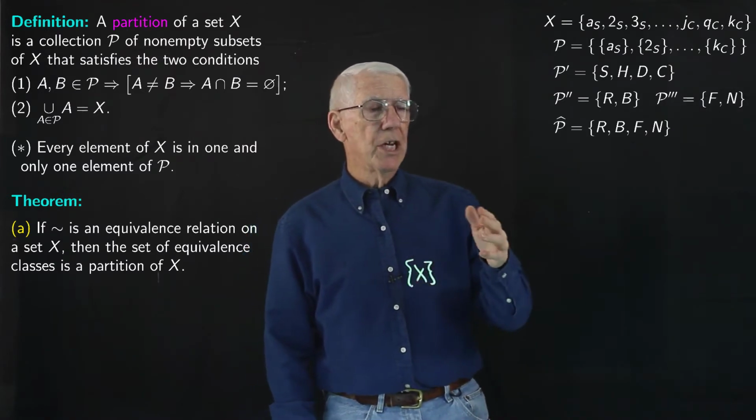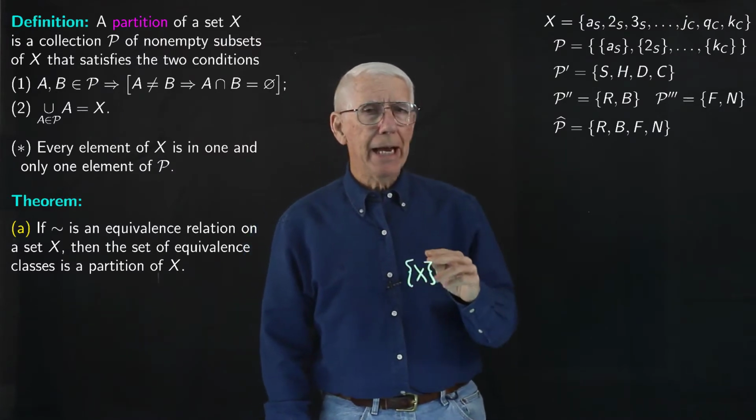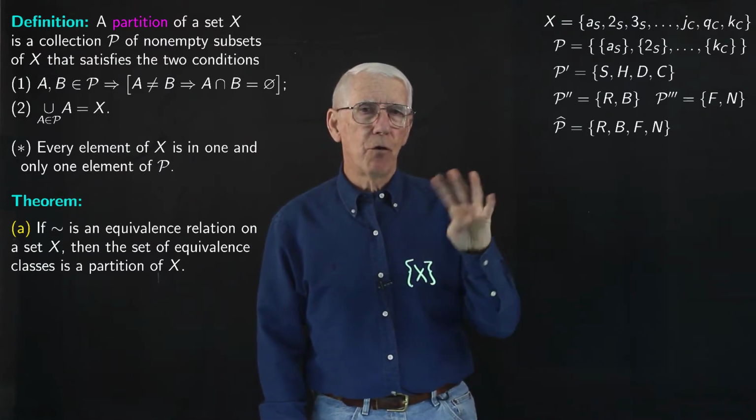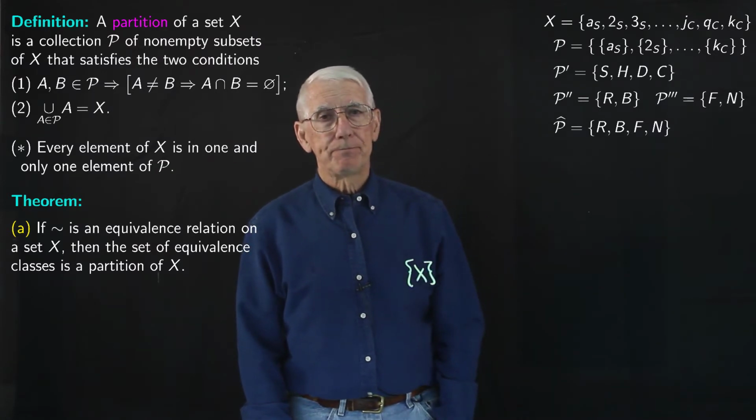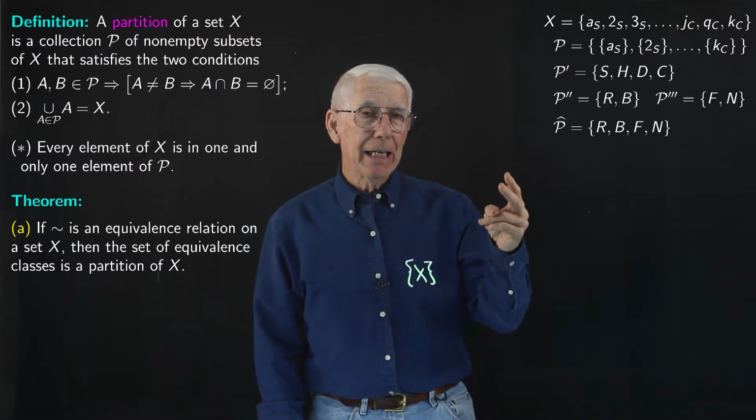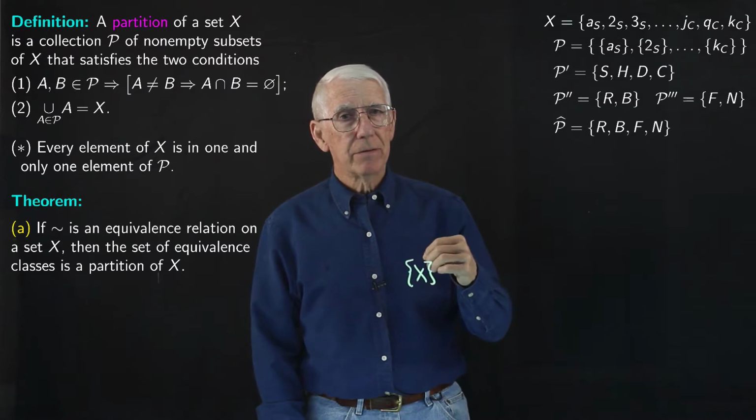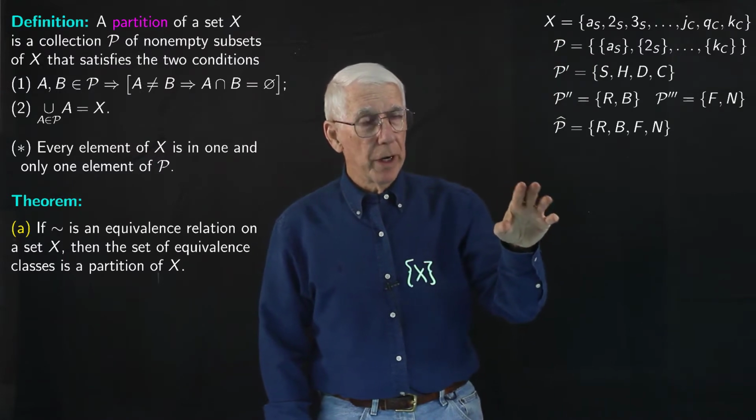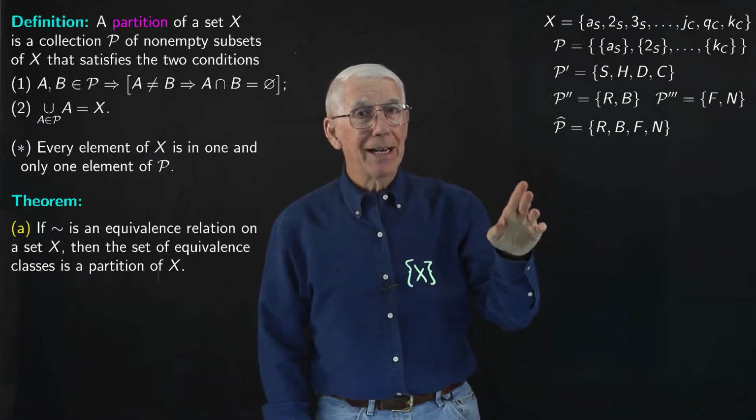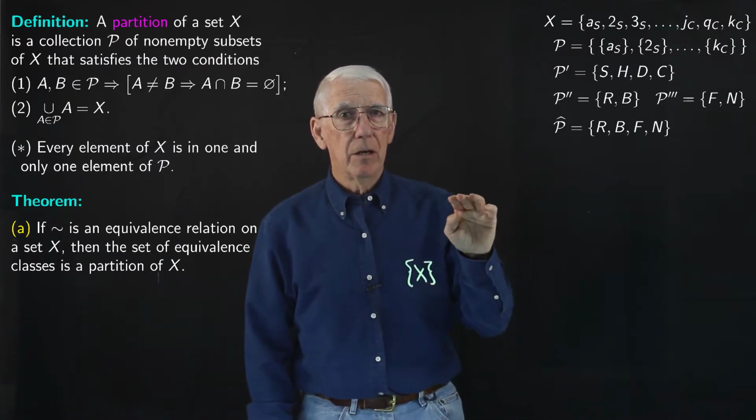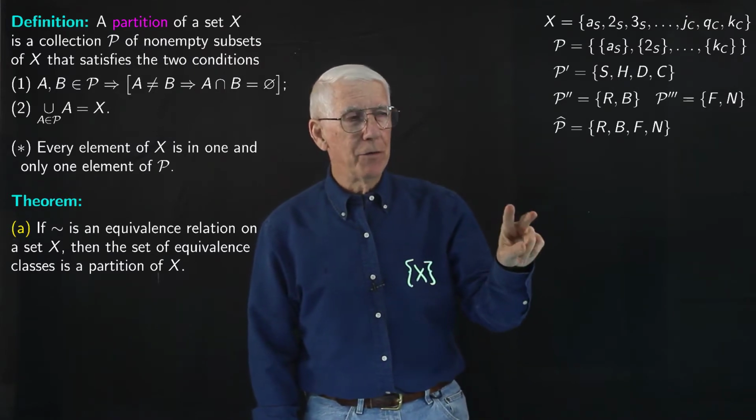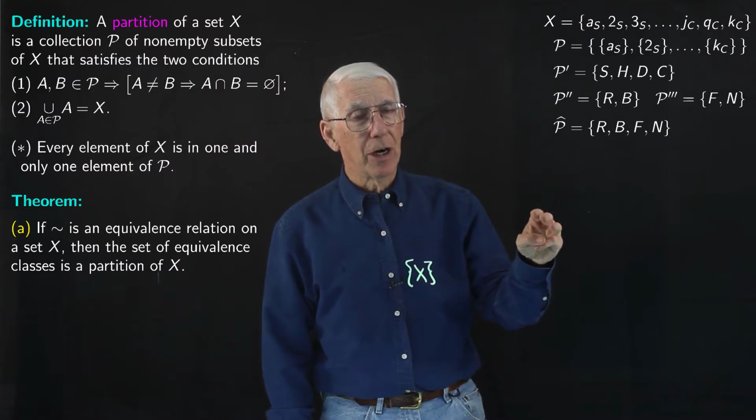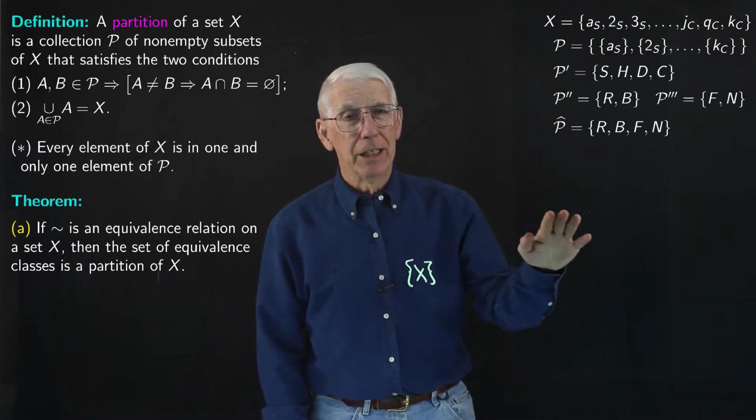Another example, let's call this set script P hat, and that consists of the red cards, the black cards, the face cards, and the number cards. 4 elements. And is that a partition? Well, every one of the elements of P hat is a non-empty subset of capital X. Every element of capital X is in one of the elements of script P hat, but is not in one and only one element of P hat. Every card is actually in 2 of the elements of P hat. Every card is either red or black, so it's in one of those 2 sets, and it's either a face card or a number card, in one of those 2 sets. So that is not a partition of capital X.